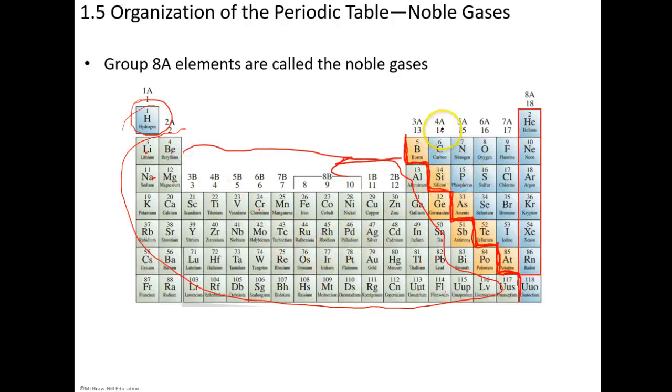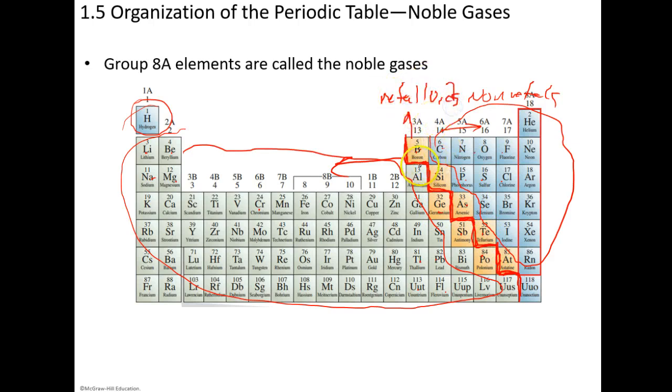Everything to the right are non-metals. They are not metals. So you can see there are a lot fewer non-metals. These are all the non-metals in here, all the darker blue: carbon, nitrogen, oxygen, fluorine, chlorine, sulfur. And then the orange ones, there are 1, 2, 3, 4, 5, 6, 7, 8, are what's called metalloids.